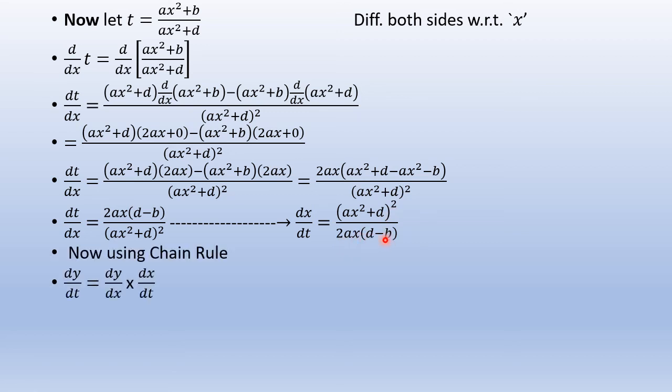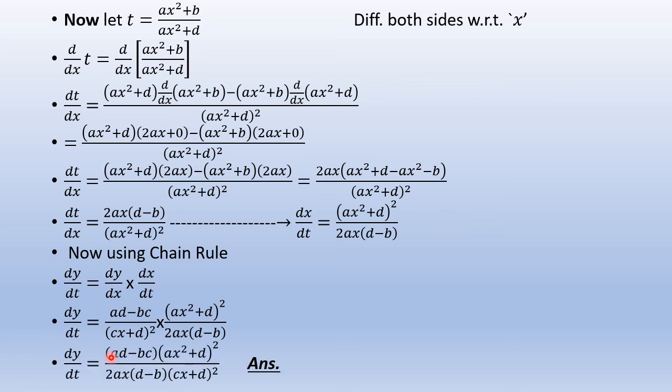Now write the chain rule, dy by dt equals dy by dx into dx by dt. Put in the values. The value of dy by dx was (ad − bc) over (cx + d)², and the value of dx by dt was (ax² + d)² divided by 2ax into (d − b). No simplification can be seen, so we are just going to rearrange the values and write them as one fraction, and we get the result dy by dt equals (ad − bc)(ax² + d)² divided by 2ax (d − b)(cx + d)².